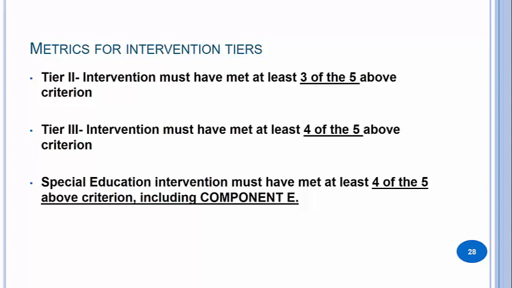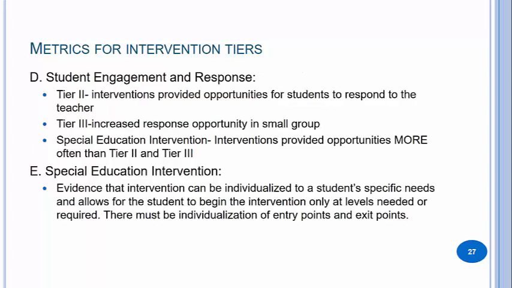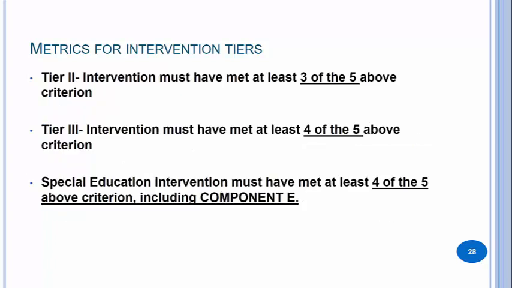And if you switch back to component E, on there, the special education intervention has to be individualized to meet students' needs, and there must be individualized entry points and exit points. We kind of want that for tier three, but it's a requirement for special ed intervention. Okay.